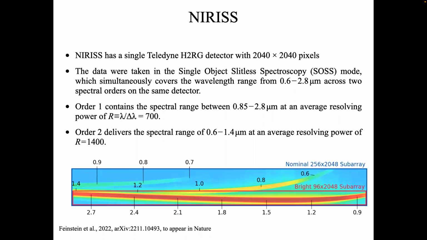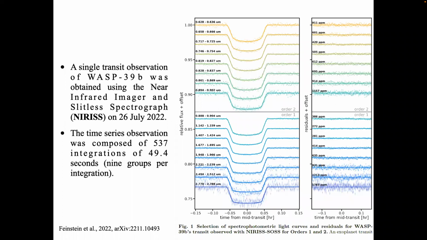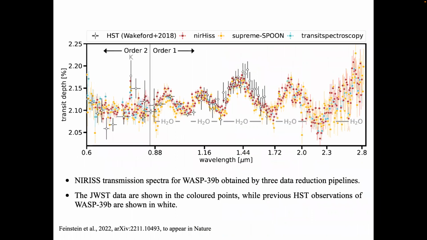Different resolving power. So these are the two orders. Again, we divide the spectral beams, and for each beam you have a time series spectrum. You fit the data, and you obtain the transmission spectrum. Again, the points are colored differently according to the pipeline. Here is the Hubble Space Telescope, and you can see that there is good agreement between our data and the Hubble Space Telescope.